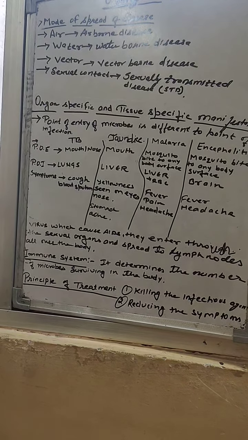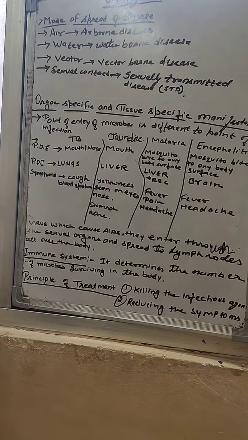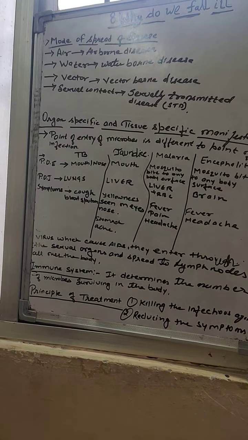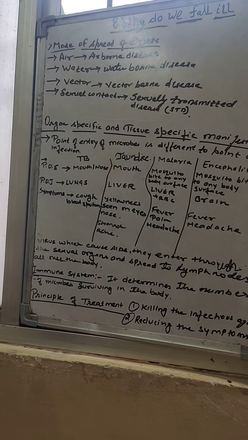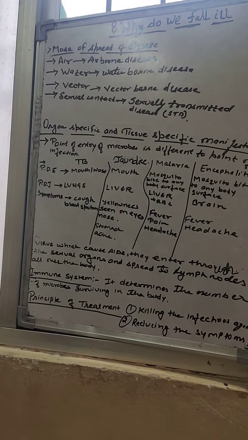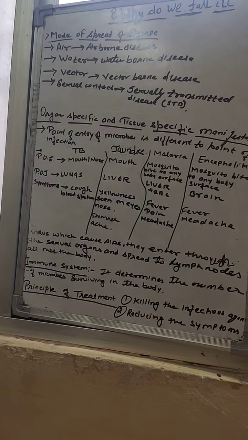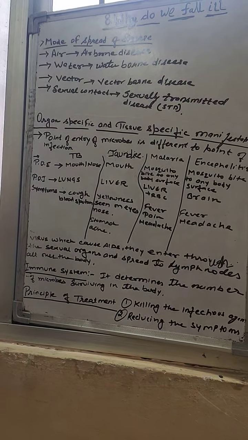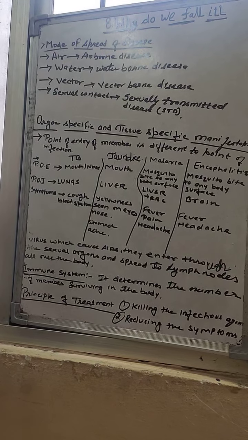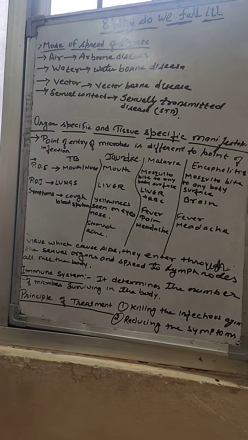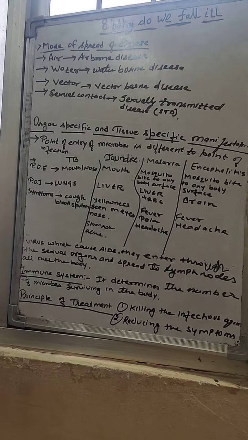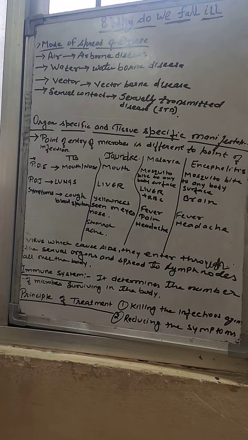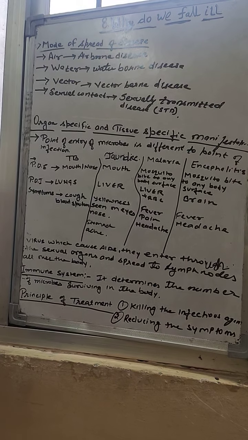Mode of spread of disease means how the disease spreads, how it can be spread from one person to another, because we are studying infectious diseases. In the last class I told you that an infectious disease is a type of disease in which some infectious agents come into our body and infect us. These diseases can be transmitted from one person to another. Thus an infectious disease is also known as a communicable disease.